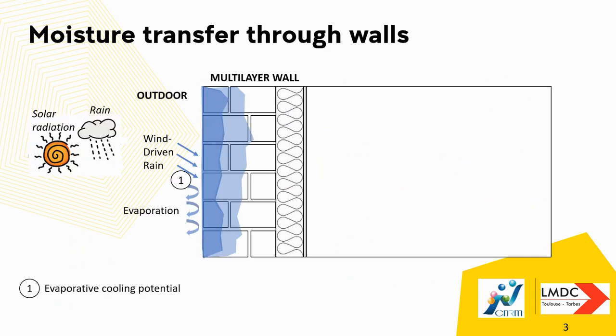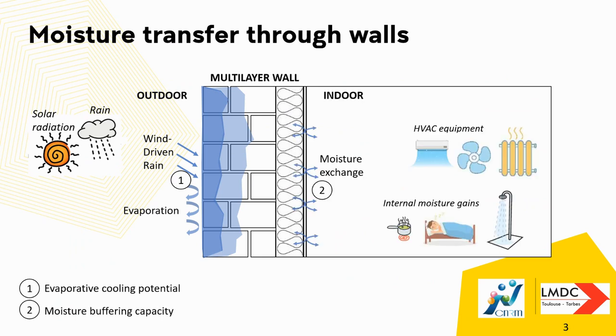Outside, the main phenomenon impacting moisture in the wall is wind-driven rain, and under the effect of sun, evaporation can appear and lead to a local reduction of temperature. The wall also exchanges moisture with the indoor environment. Indoor conditions fluctuate with internal moisture gain and HVAC equipment. Some materials can help to regulate this fluctuation. This is the moisture buffering capacity.